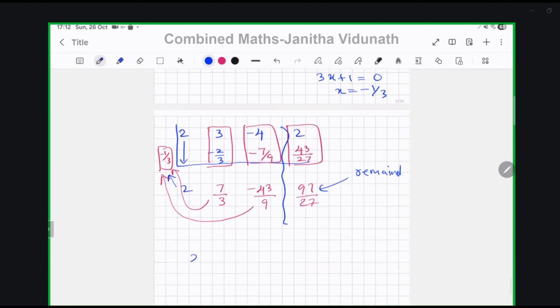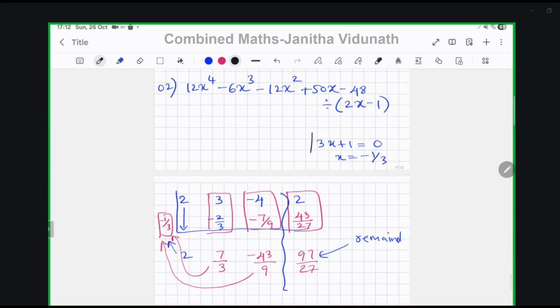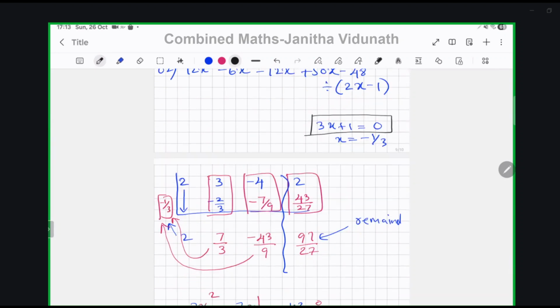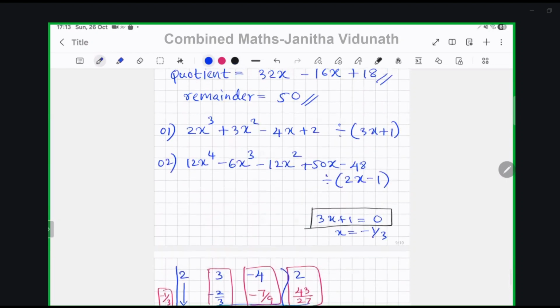Now these are the coefficients of the quotient. Now we need to put our x to the power 0, x to the power 1, x to the power 2. But here the leading coefficient of the divisor is 3. That means we need to divide all the terms by 3. That means our final answer should be 2 over 3 x squared plus 7 over 9 x minus 43 over 27. This is the final answer for the quotient. Okay.